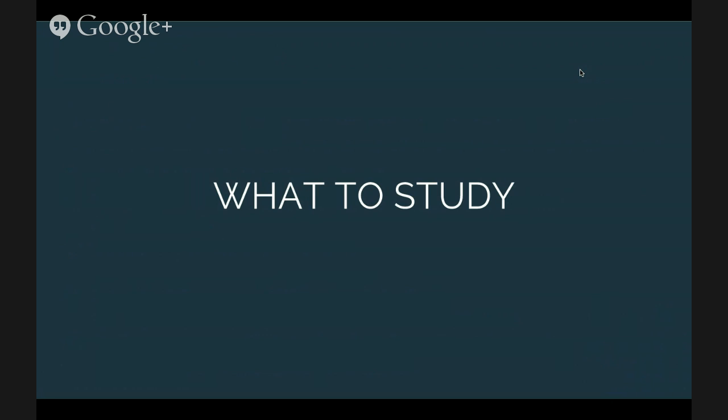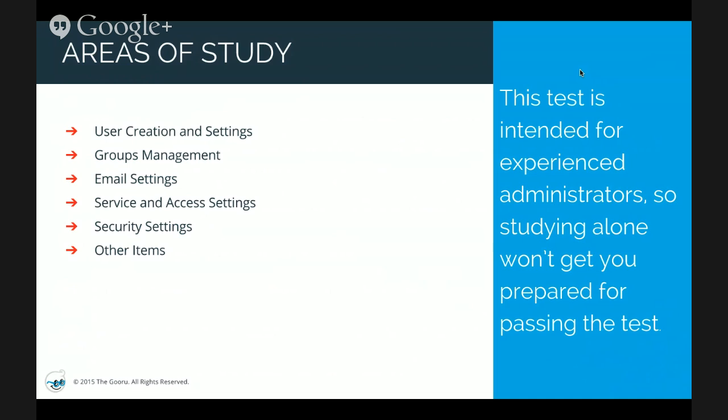So now that we know the areas of the test and how the test is going to be, I want to go through what to study. And this is really high level. Again, they gave you percentages. The percentages I listed earlier were from Google. So they walk you through the different areas, but this will go in more detail. Again, you can see it's the same type of areas: user creation, groups, email settings, security, other items.